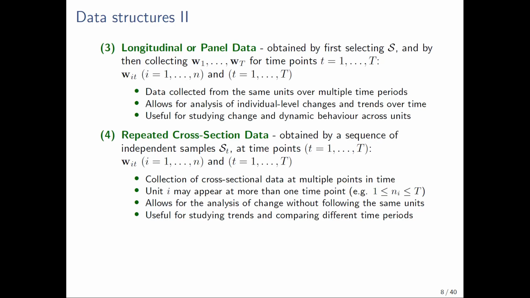Think of something like a typical national census that's taken in many countries. The census samples households, let's say, in 2001, and the 2011 census sampled households again, but not necessarily the same ones. So a unit in repeated cross-section data may appear at more than one time point, or it may appear only once in the data. We don't necessarily follow the same units over time. Repeated cross-section data are useful in allowing the analysis of change without following the same units, and they're also useful for studying trends and comparing time periods, particularly for average values.